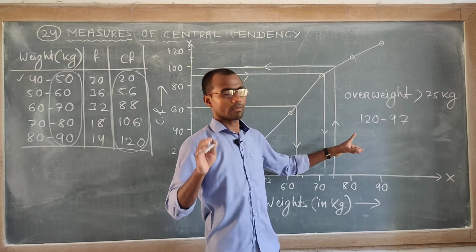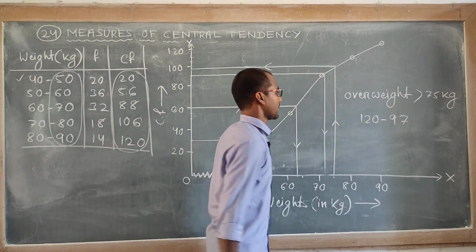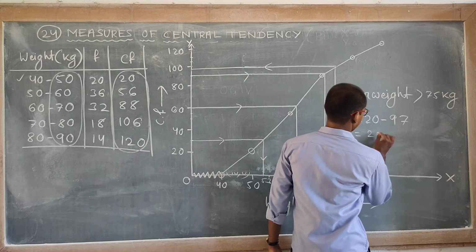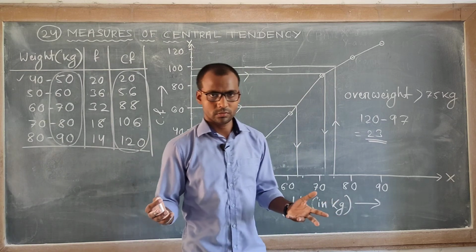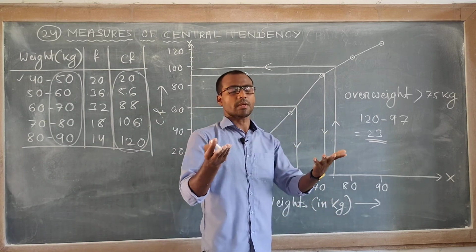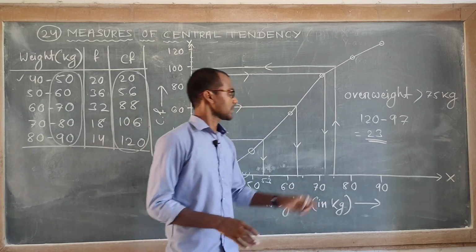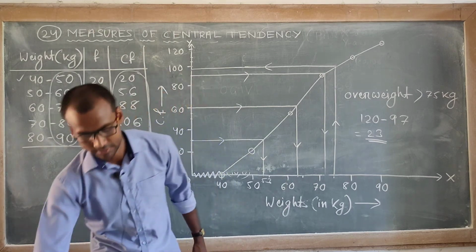So number of children who are overweight is 120 minus 97, which is equal to 23. Simply do not write 97, it will be wrong. We want above 75 kg, not below 75 kg. So 23 students are overweight in the class.